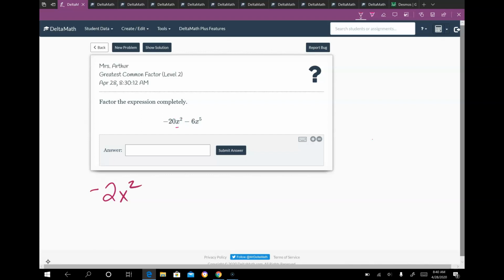Now again, when you're factoring by your GCF, you're dividing each term by what you're pulling out. So I'm pulling this guy out. So I'm going to divide each term, and remember, a term is separated by a plus or a minus. I'm going to divide each term by what I'm pulling out. So negative 20 divided by negative 2 is positive 10. X squared divided by x squared is 1. We don't need a 1. Negative 6 divided by negative 2 is positive 3. And then when you divide exponentials, you subtract the exponents. So that's going to be x cubed. And that's your answer. Okay? Alright.